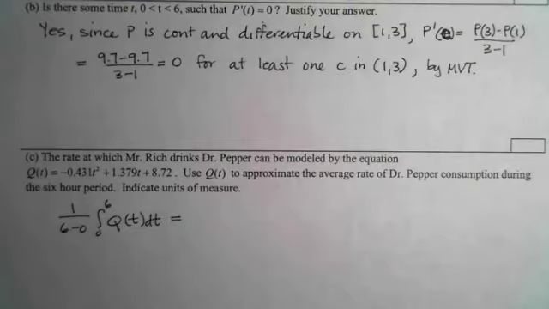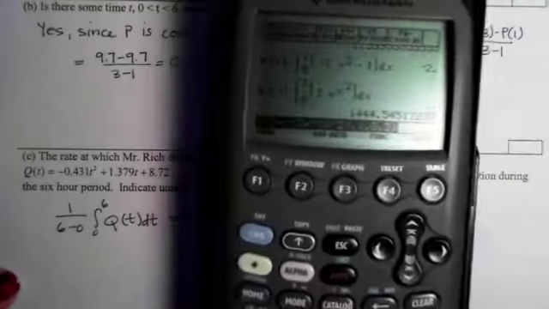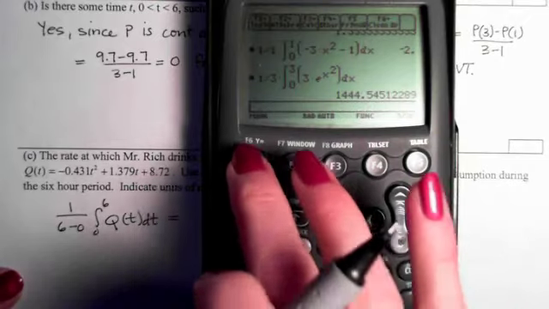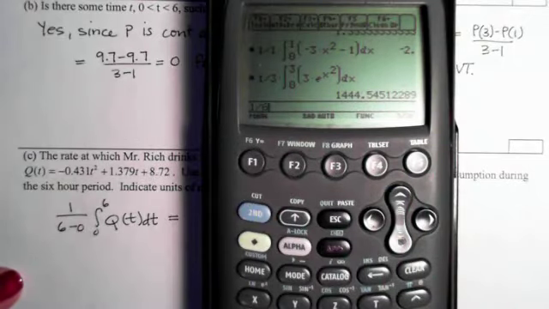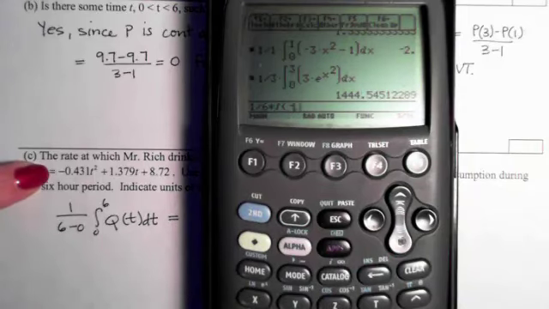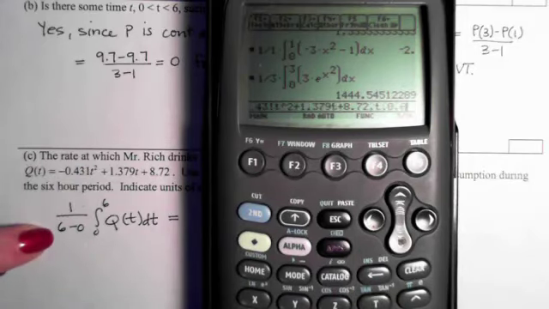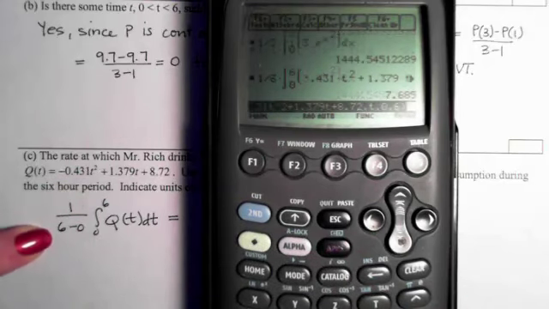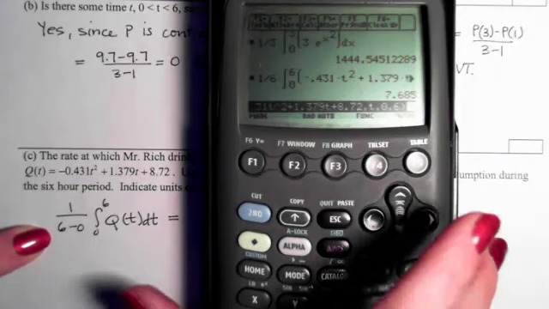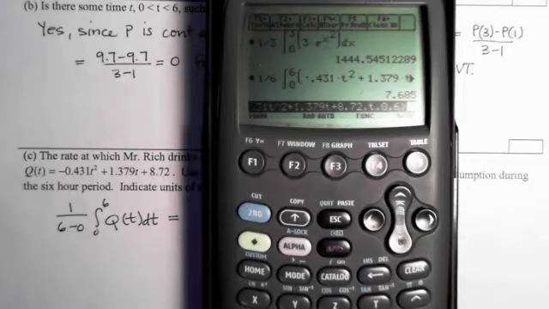So let's do that on our calculator. We'll do 1 divided by 6 times the integral of negative 0.431 t squared plus 1.379 t plus 8.72 with respect to t from 0 to 6. Diamond enter. We get 7.685 even.